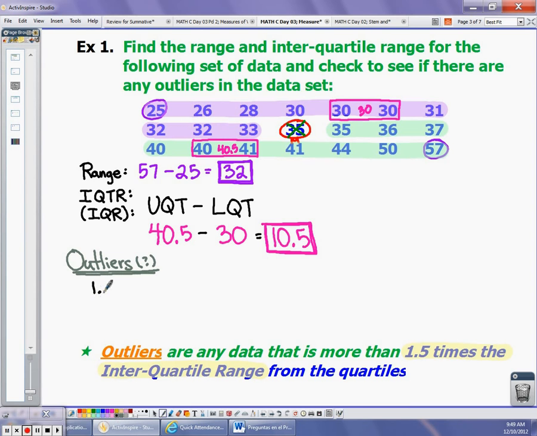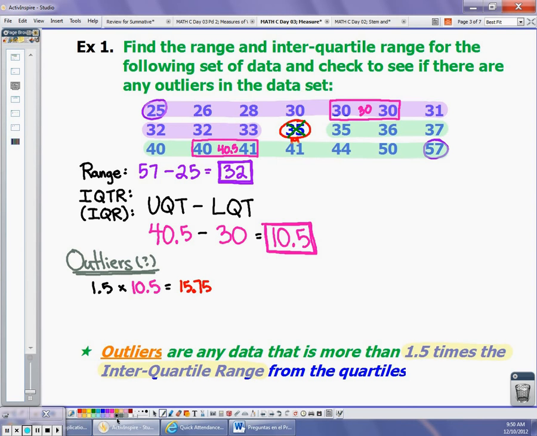So that means I'm going to do 1.5 times our interquartile range. Well, our interquartile range is what we found over here, so that's 10.5. And if I multiply those two together, 1.5 times 10.5, that's going to give us 15.75. Now 15.75 doesn't tell me that that's the outlier. That's going to tell me where my outliers might be.